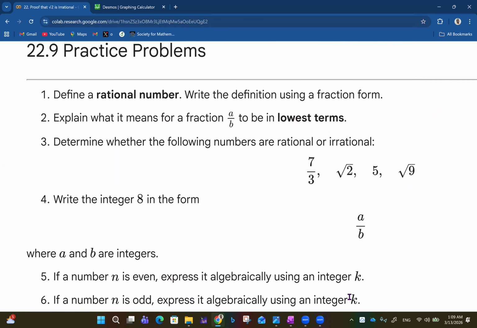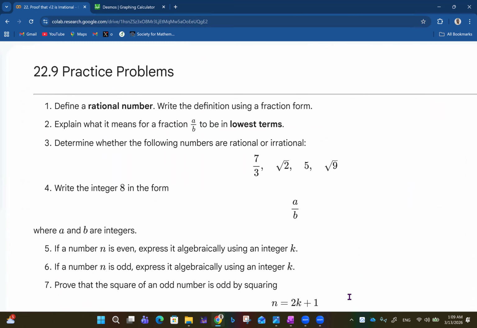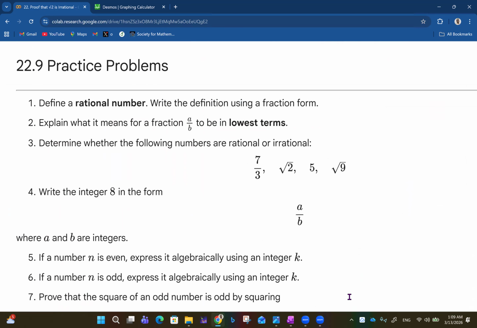So we have practice problems as usual. Okay, I guess I can only show this in maybe 5 or 6 seconds. So define a rational number, write the definition using a fraction form.